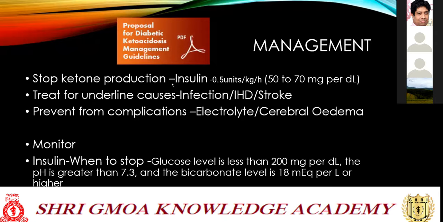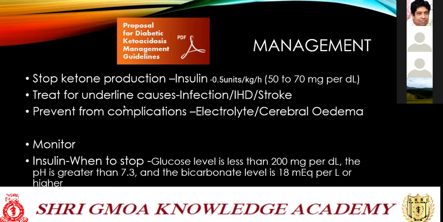It is very important to understand that we use insulin to stop ketone production and acidosis rather than for the glucose level, the hyperglycemia. Yes, hyperglycemia will reduce with insulin, but the main target is to reduce ketone production. So usually we reduce glucose by 50 to 70 milligrams per deciliter per hour, not more than that. If you reduce more than that, it will increase the risk of cerebral edema. So you have to be very careful when you start insulin and reduce the glucose level.